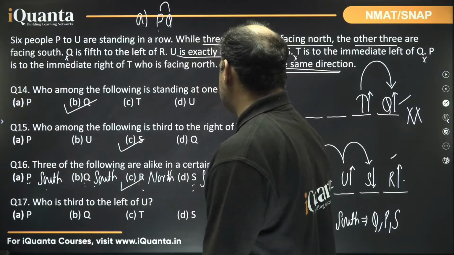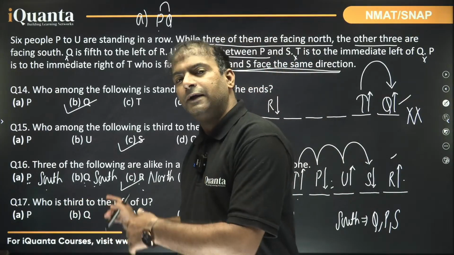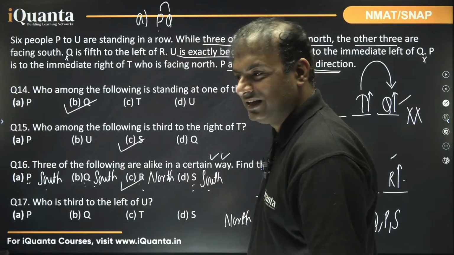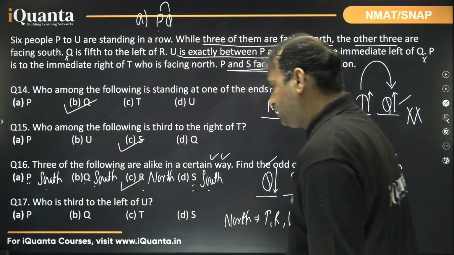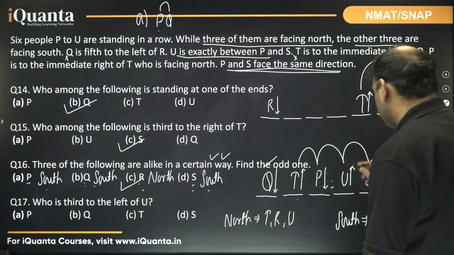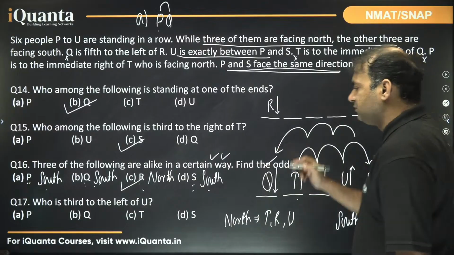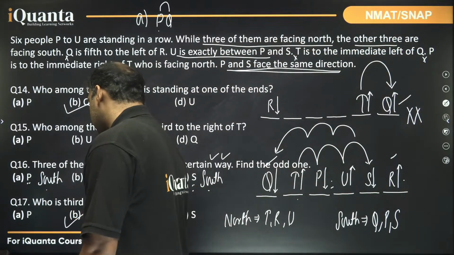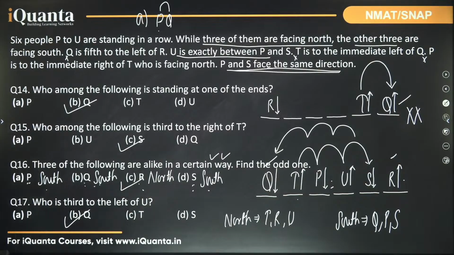As I mentioned, in such questions the logic can be different from question to question. In this question, the logic was facing direction. The last question of this set asks who is third to the left of U. U is here, facing north. So third left of U: first left, second left, third left, obviously must be Q, which is option B. This is how we got the answer. I hope this set is understood by all.